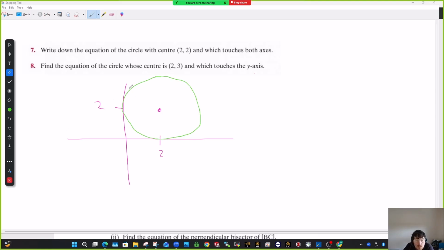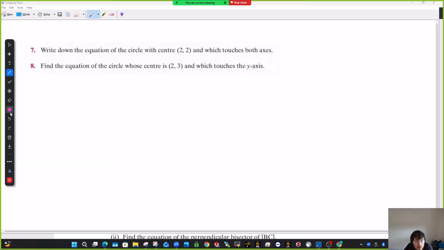Okay. So what's the distance between here and here? Has to be 2. What's the distance between here and here? Has to be 2. But sure, what's that? That's the radius. So then you have the radius from this. So radius is 2. So then the equation of the circle is x minus 2 squared plus y minus 2 squared equals 4. Okay, easy stuff.